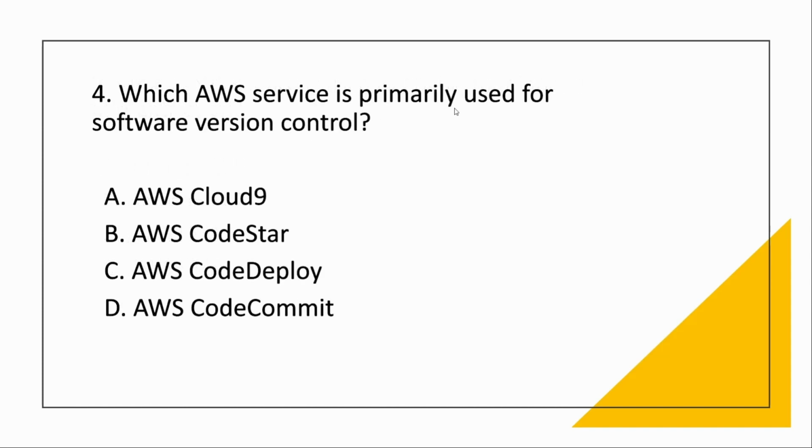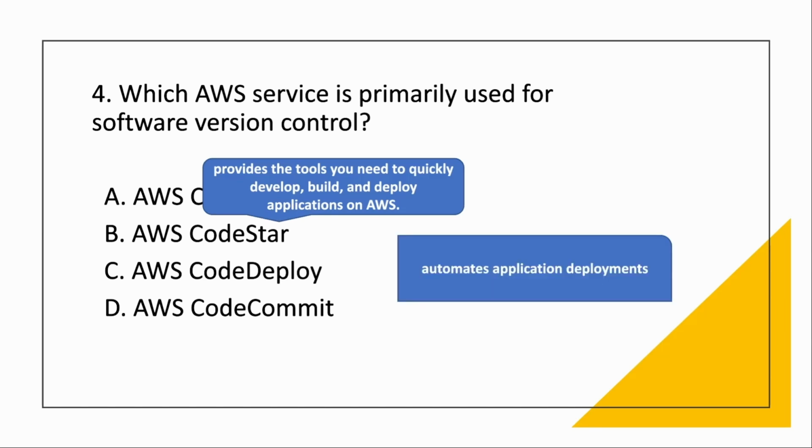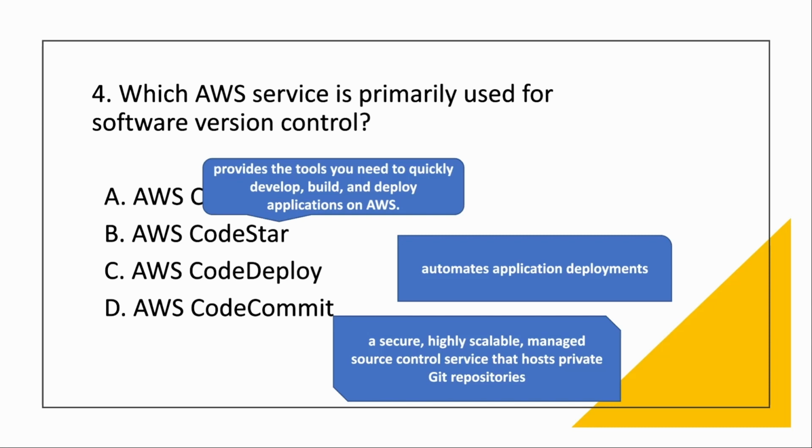Next, which AWS service is primarily used for software version control? So Cloud9, I'll not talk about. We have already seen in the earlier video that it's a browser IDE given by AWS. Then CodeStar provides the tools you need to quickly develop, build and deploy applications on AWS. Then CodeDeploy automates your application deployments. CodeCommit is a secure, highly scalable, managed source control service that hosts private Git repositories.